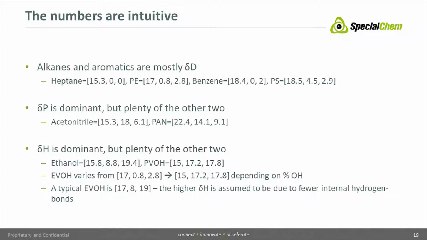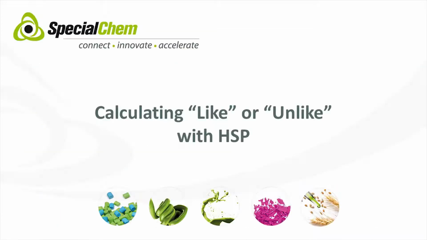Ethanol has plenty of dD and dP. It has a significant dipole moment, but it excels in dH because of its hydrogen bonding capabilities. For the polymer EVOH, we see a range of values as the OH content is increased, with the typical EVOH being [17, 8, 19].